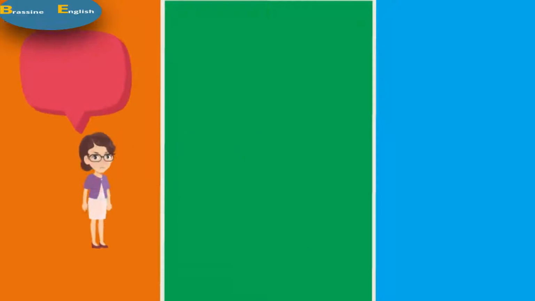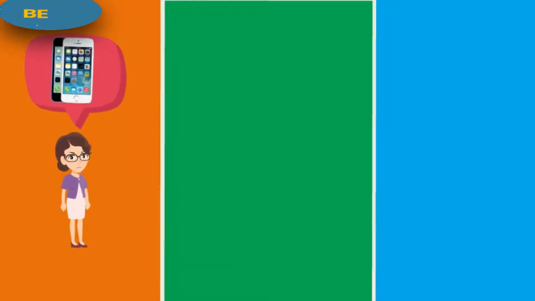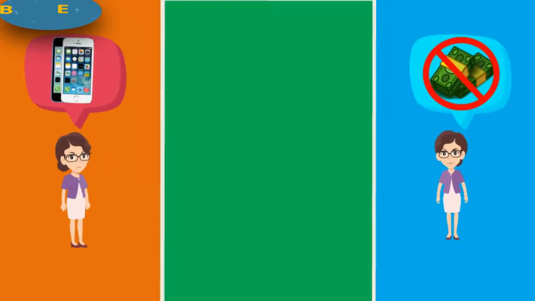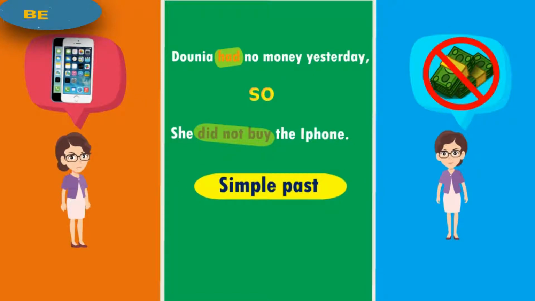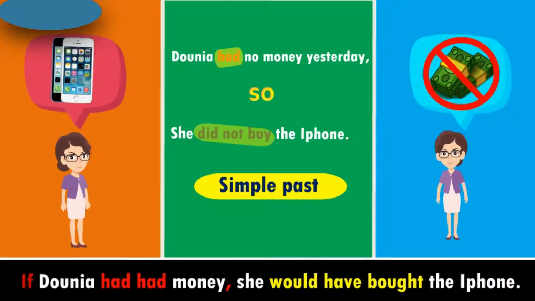Example number 1. In this first example, Dunya wanted to buy an iPhone, but unfortunately she had no money. So we're going to say, Dunya had no money yesterday, so she did not buy the iPhone. If you noticed here, the verbs had and did not buy are both in the simple past. So the conditional sentence here is going to be, if Dunya had had money, she would have bought the iPhone.